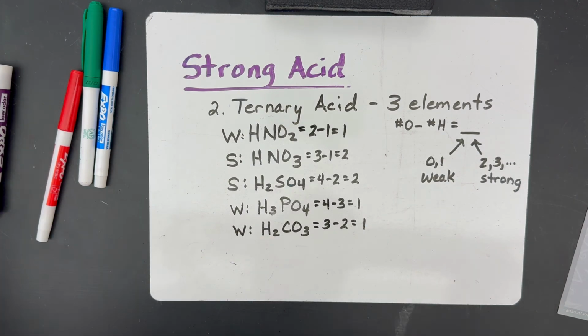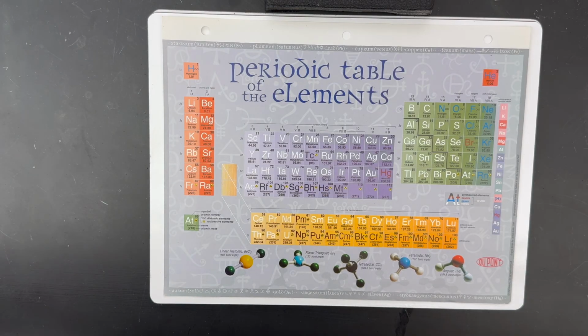There's one more kind of acid that you may see, and that's an organic acid, and they are always weak. So the only thing you need to worry about is figuring out which ones are strong, and then everybody else is weak. That's all there is to it.